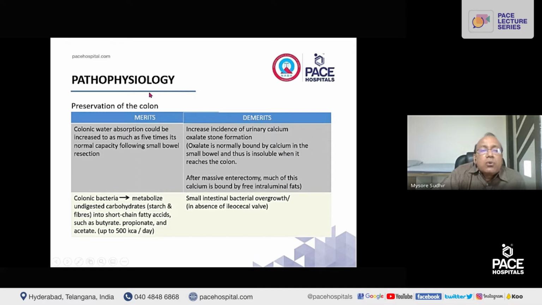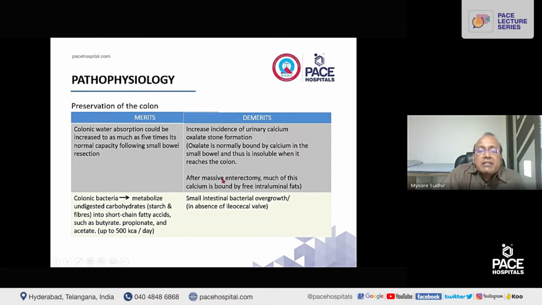Now, when we preserve the colon, there's always some benefit. Here, colonic water absorption could be increased as much as 5 times its normal capacity. The demerits of preserving the colon are an increase in the incidence of urinary calcium oxalate stone formation. This is because of the increased presence of oxalate, which combines with calcium and then leads to oxaluria and urinary oxalate stones.